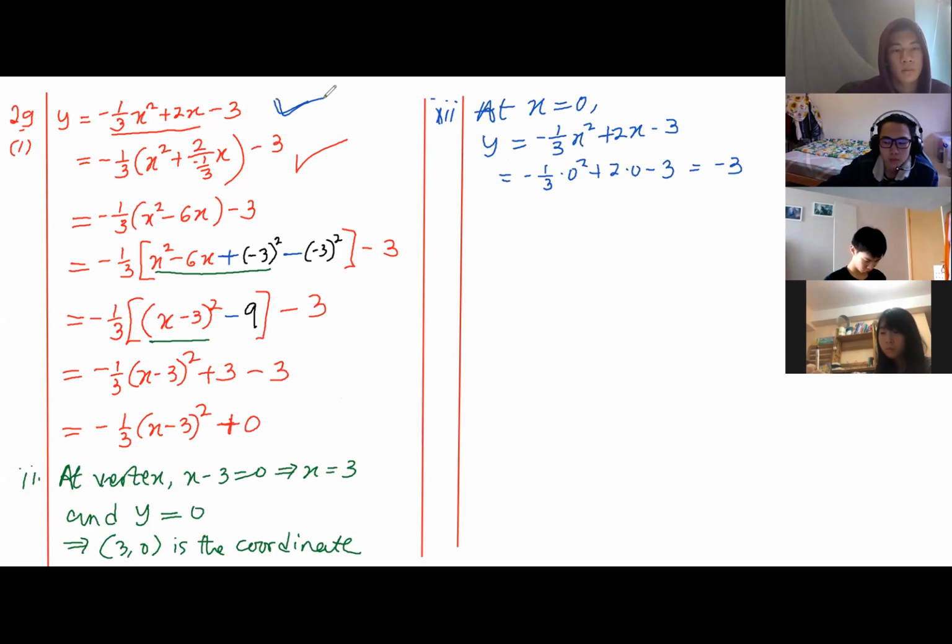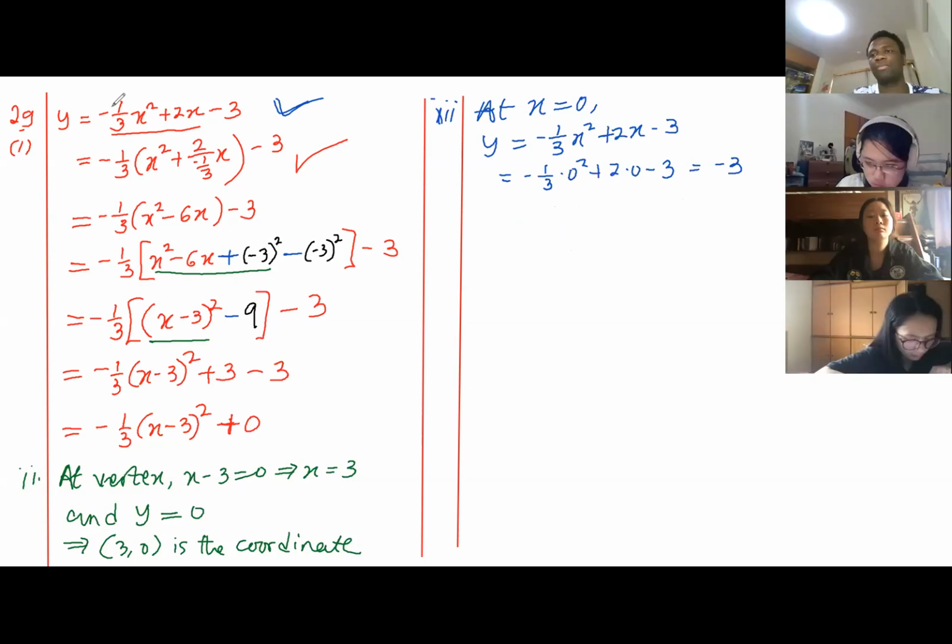Okay, so we already know the y-intercept. So the y-intercept is y equal to minus 3, or you could say the coordinate at the intercept is when x is 0, y is equal to minus 3. Usually we just write minus 3. We don't write it in the form of coordinates. Okay, so the y-intercept is minus 3. So I'll get rid of that. Next question is sketch. Good.